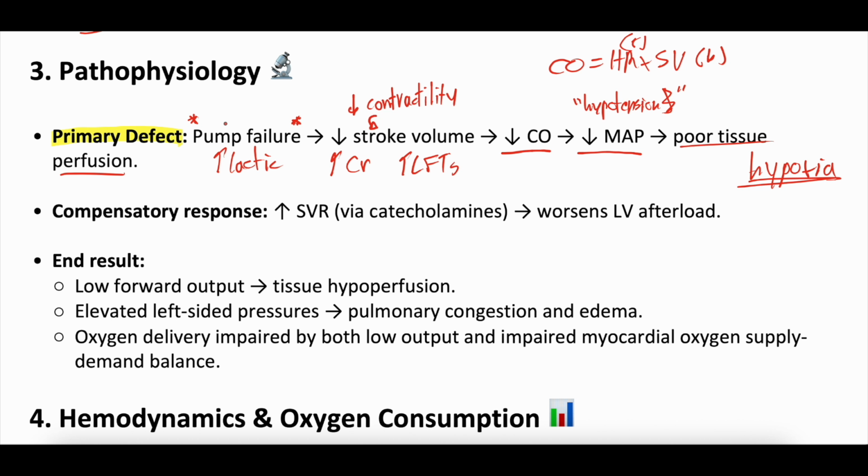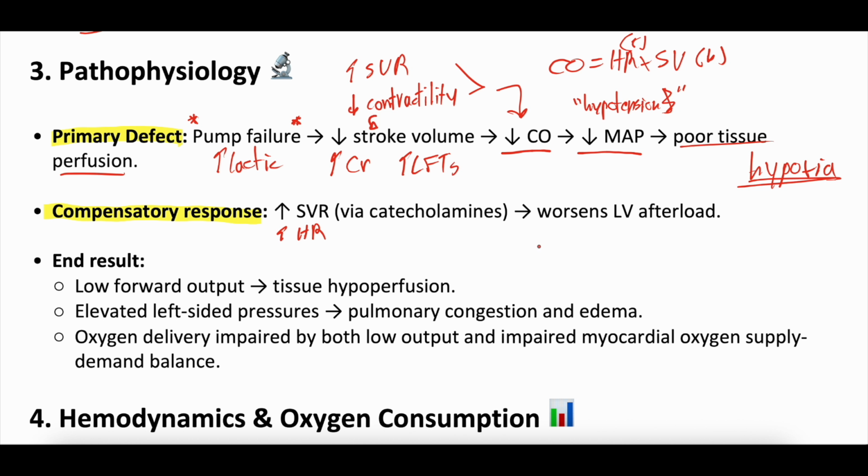So that's the progression. Pump failure decreases stroke volume. You try to increase your heart rate to compensate. You try to increase your SVR, your systemic vascular resistance, to compensate. You eventually, if things progress, lose that gain, which then leads to a decrease in your cardiac output, a decrease in your MAP, and poor tissue perfusion. As we mentioned, compensatory responses here. How does your body try to compensate? Well, it increases your systemic vascular resistance. You get vasoconstriction, which we talked about, and it increases your heart rate.